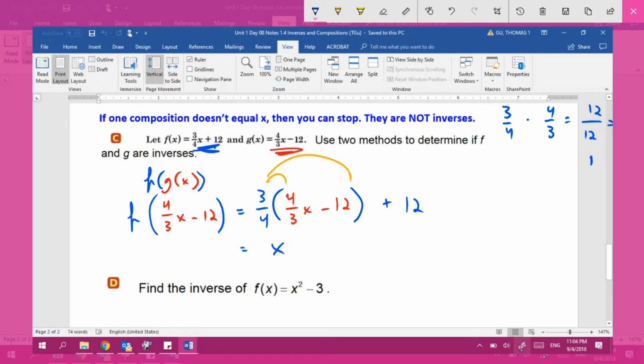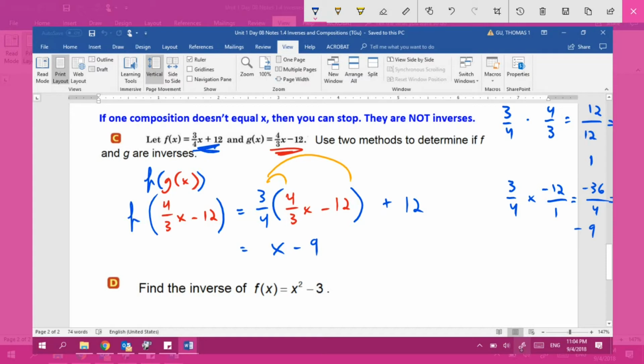Now 3 over 4 times negative 12. Let me do this on the side as well. 3 over 4 times negative 12. And I want to make it a fraction, so over 1. So I'm going to multiply straight across. 3 times negative 12 is negative 36. And then 4 times 1 is 4. Reduce this. Negative 36 over 4 is negative 9. So it's going to be x minus 9.